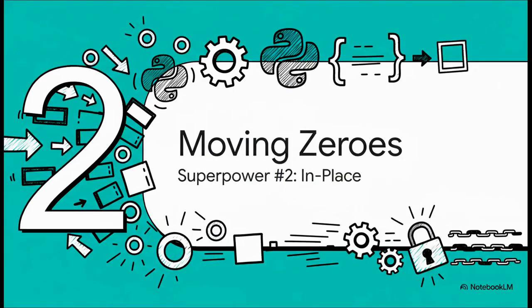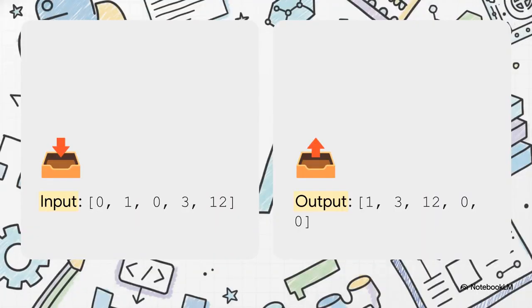All right, so for our second challenge, things get a little more interesting. We need to take all the zeros in a list and move them to the end. But, and this is a big but, we have to do it in place. This is where we really have to start thinking about memory and efficiency. Just take a look here. Our input is 0, 1, 0, 3, 12. And what we want to get is 1, 3, 12, 0, 0.